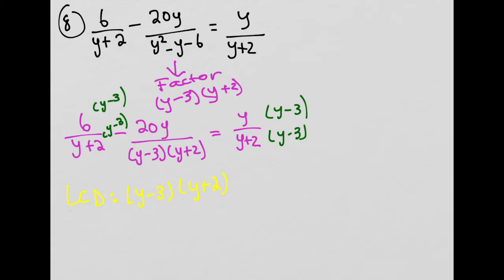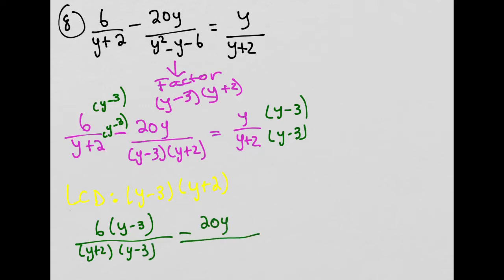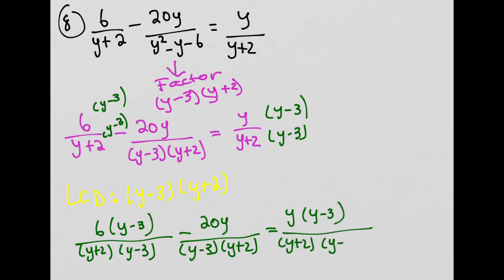And I am going to have 6 times y minus 3 over y plus 2 times y minus 3 minus 20y over y minus 3 y plus 2 equals y times y minus 3 over y plus 2 times y minus 3. Once I do that, and because I have an equation, all my denominators cancel. So then I'm going to rewrite the problem. Let's go. So I have 6 times y minus 3.